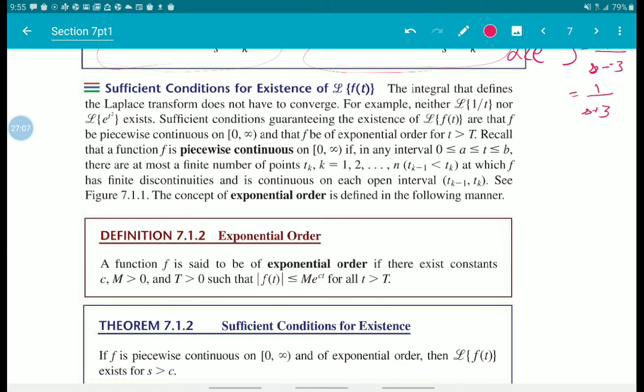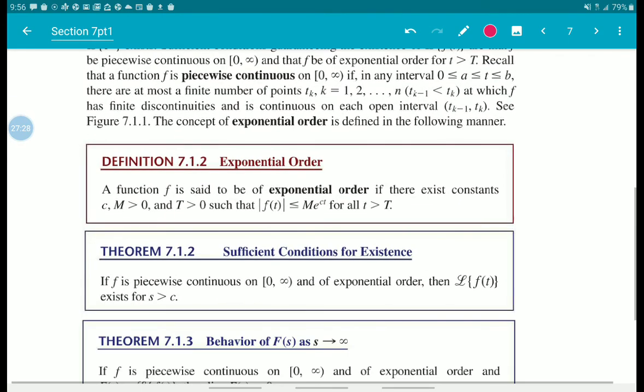It's sufficient but not necessary, which means that if you have this, then you're guaranteed to have a Laplace transform. However, if you don't, that does not mean you don't have a Laplace transform. It just means you don't know yet. You've got to go through that integration process to see if you do. So, it's all based on this thing called exponential order.